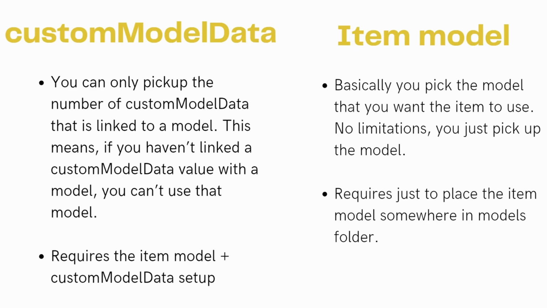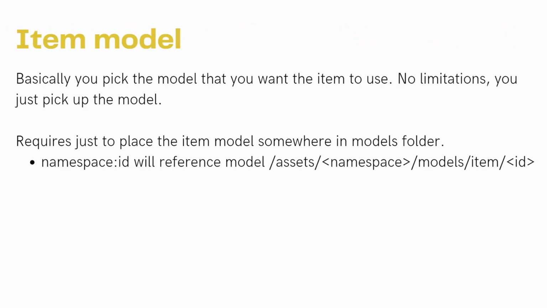Inside Minecraft you can select, hey, I want this item to use the model inside this path. And that's very cool because it avoids unnecessary steps, and also lets us change the model of the item freely, because we are not limited to the models that we set up in the custom model data. That's very cool. And also it works with different namespaces. Obviously the ID of the model will be inside the models folder. You can't move it from there.